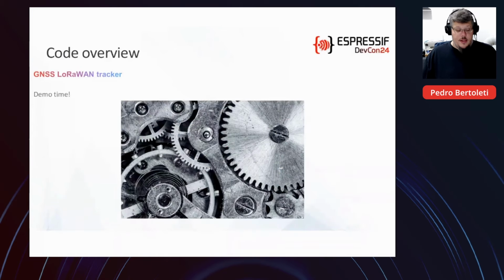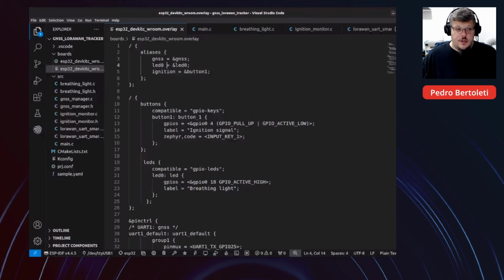Now it's demo time. Let's check how the code works. I'm opening the full source code here in Visual Studio Code. I will start with the boards folder. As I said before, the boards folder contains all the DTS files or DTS overlay files that describe the hardware for each target you are using. In this project, we are using only one target, which is ESP32 WROOM. But if you have more targets, you can describe their DTS files in this boards folder.